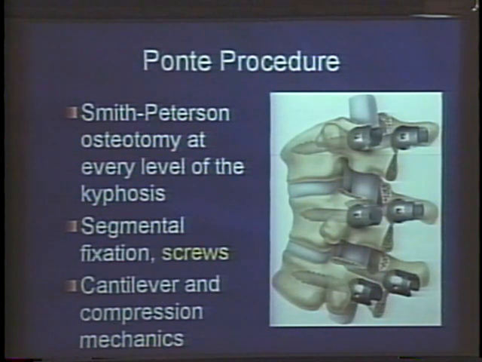The osteotomy that Dr. Ponte described really is not a Smith-Petersen osteotomy. It goes from the midline through the facet joint, as illustrated here. Smith-Petersen's osteotomy was actually just a division of the lamina described in ankylosing spondylitis. Smith-Petersen's osteotomy hinges on the posterior aspect of the body through the disc space, and the Ponte osteotomy does not hinge on the anterior at all. It closes the anterior column of the spine. The other parts of the Ponte osteotomy are segmental fixation with screws, and the mechanics involve cantilever and compression mechanics.